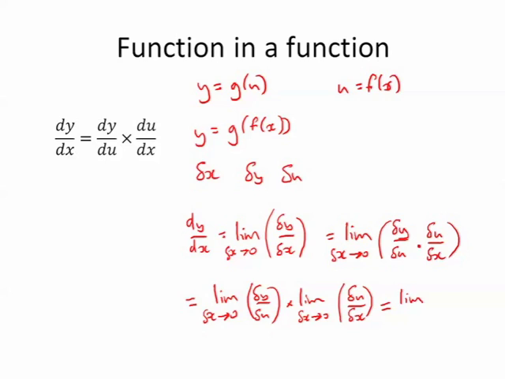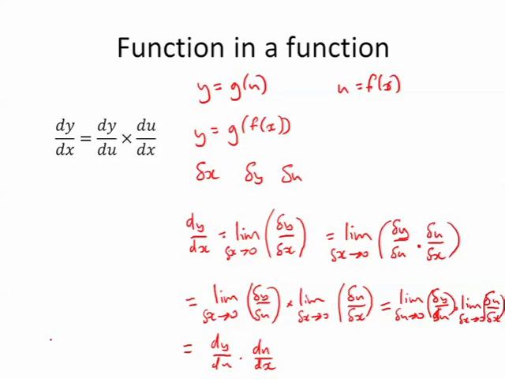And this is the same as the limit as delta u approaches 0 of delta y on delta u, times the limit as delta x approaches 0 of delta u on delta x. Which, going back to our initial notation, is the same as dy/du times du/dx. It's not essential that you follow that proof, but you need to know that it has come from somewhere.